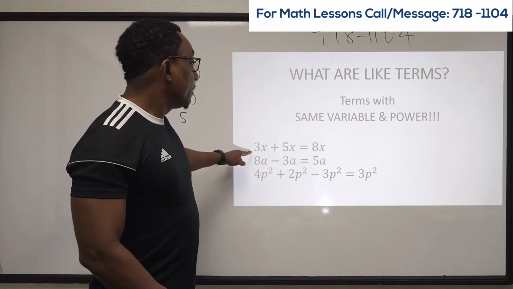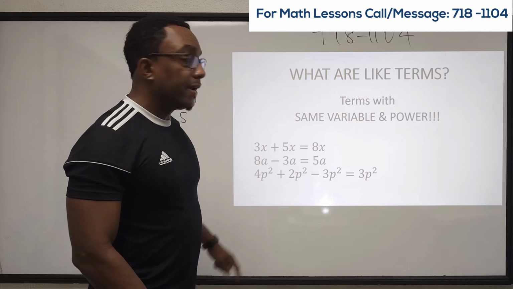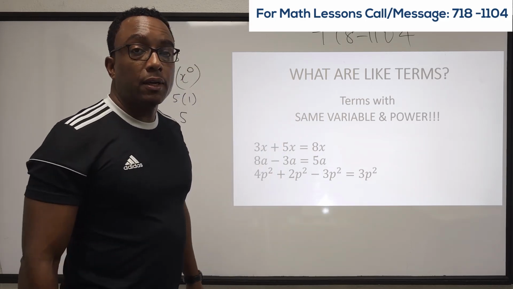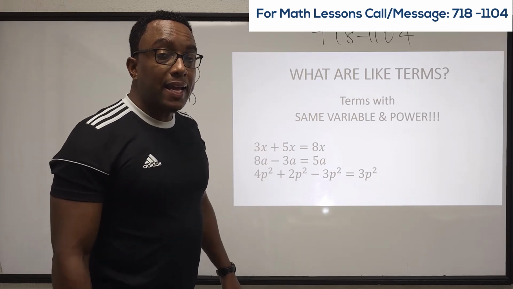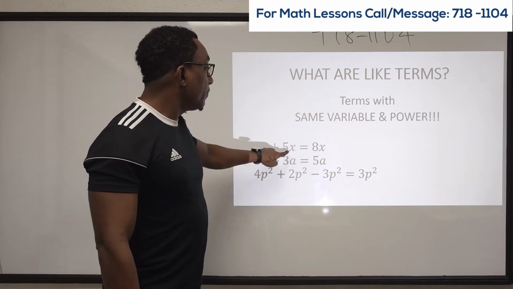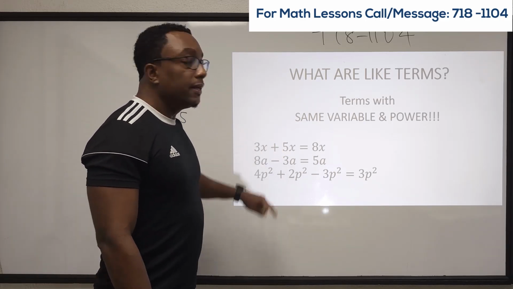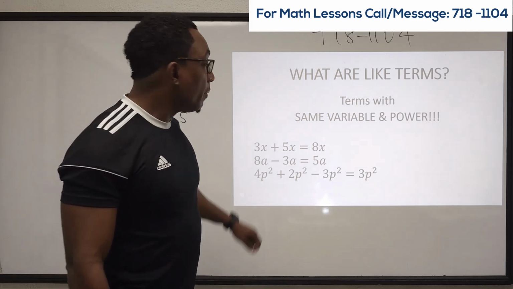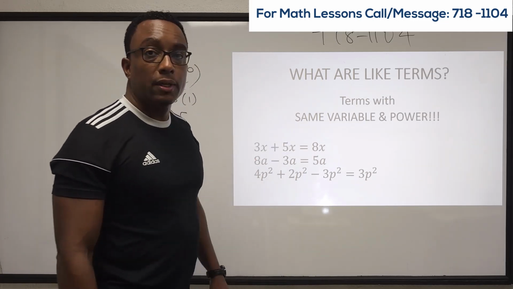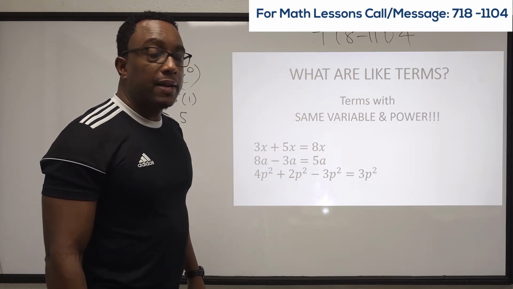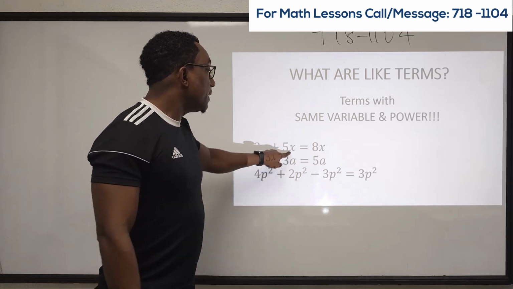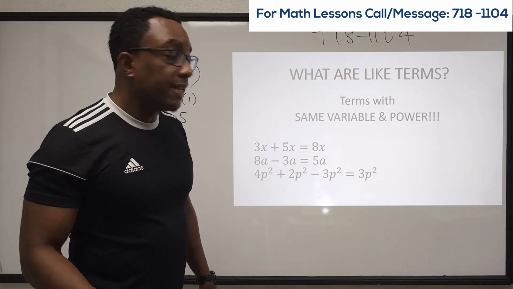So for example, 3x plus 5x, this is an algebraic expression comprising of 2 terms, but these 2 terms are like terms because we have the same variable x, and each variable has the same power. One is understood by each, and therefore we can add the coefficients. 3 plus 5 will give us 8, and we maintain the variable and power, so we have 8x.